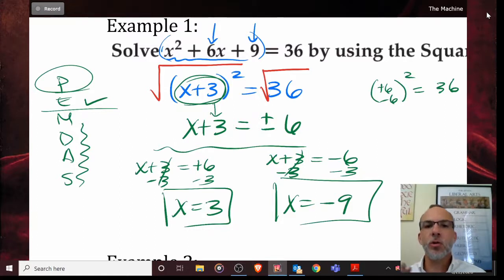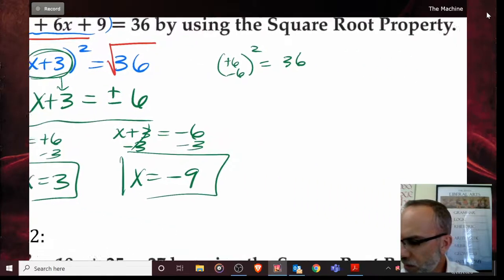Okay, so you're going to have to learn how to factor things to get them down to a perfect square. You want something that looks like this.